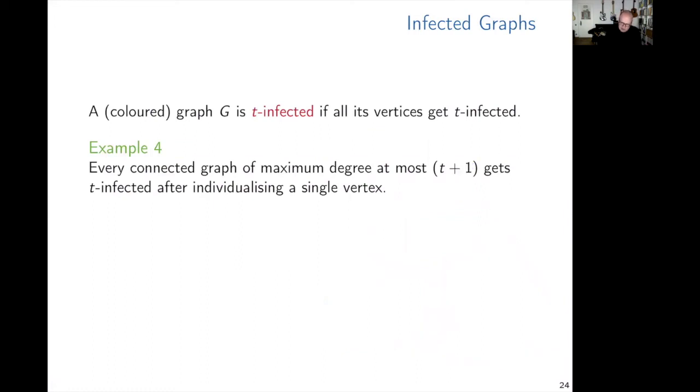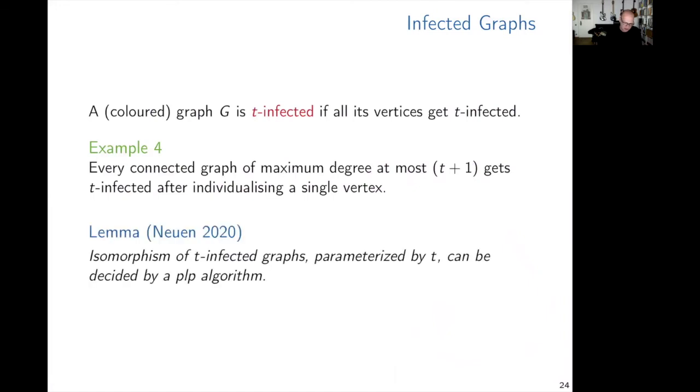This includes all graphs of bounded degree. And what Daniel Neuen proved is that isomorphism for these T-infected graphs parameterized by T can be decided by a quasi-polynomial (n to the polylog) algorithm. Now, this idea of the algorithm was around for a long time in minor variations. But of course, this polylog parameterized algorithm was new and also not easy to obtain.